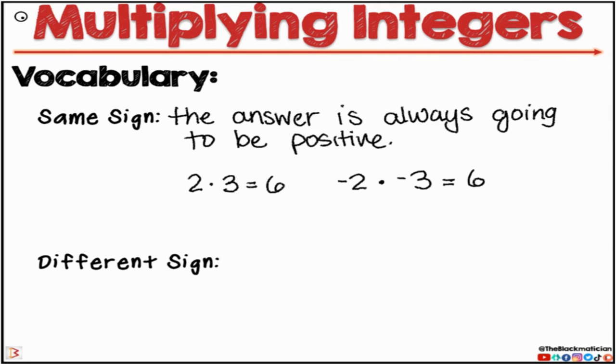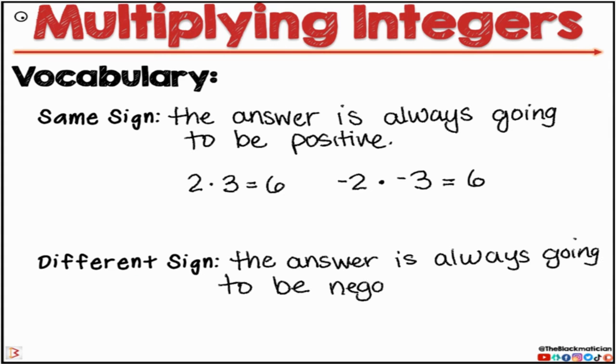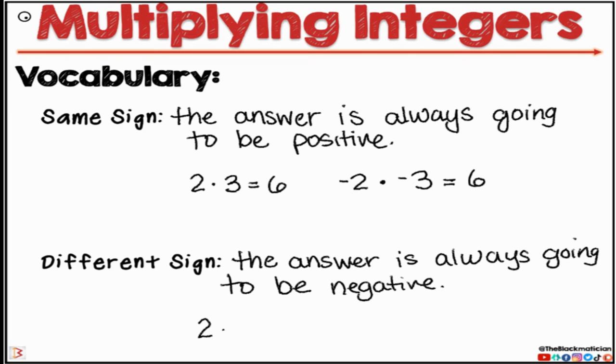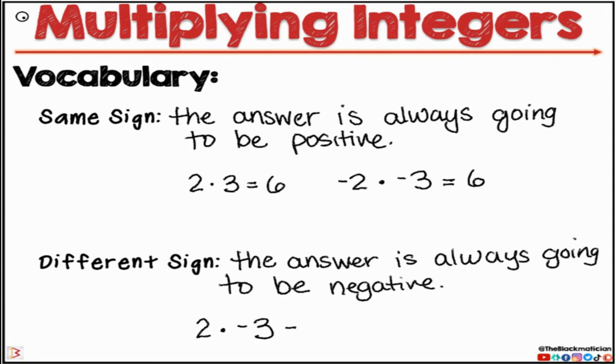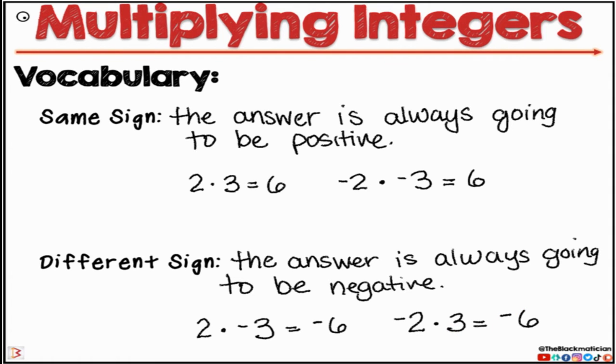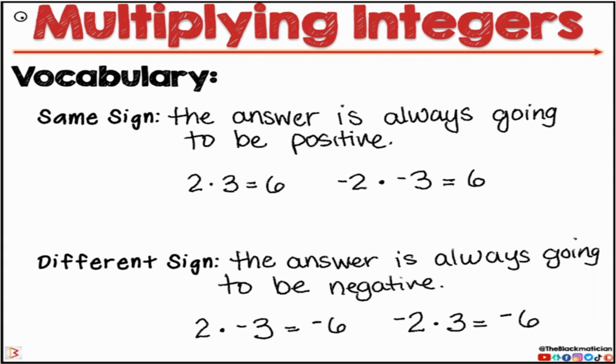When you're multiplying integers with a different sign, the answer is always going to be negative. For instance, if I were to do 2 times negative 3, we have a positive 2 times a negative 3. Those are two different signs, so my answer is going to be negative 6. And if I do negative 2 times 3, we have a negative times a positive, so I'm going to have a negative, and my answer is going to be negative 6. So those are just two key ideas that you need to remember when you're multiplying integers of the same sign and of different signs. Let's get into some examples.